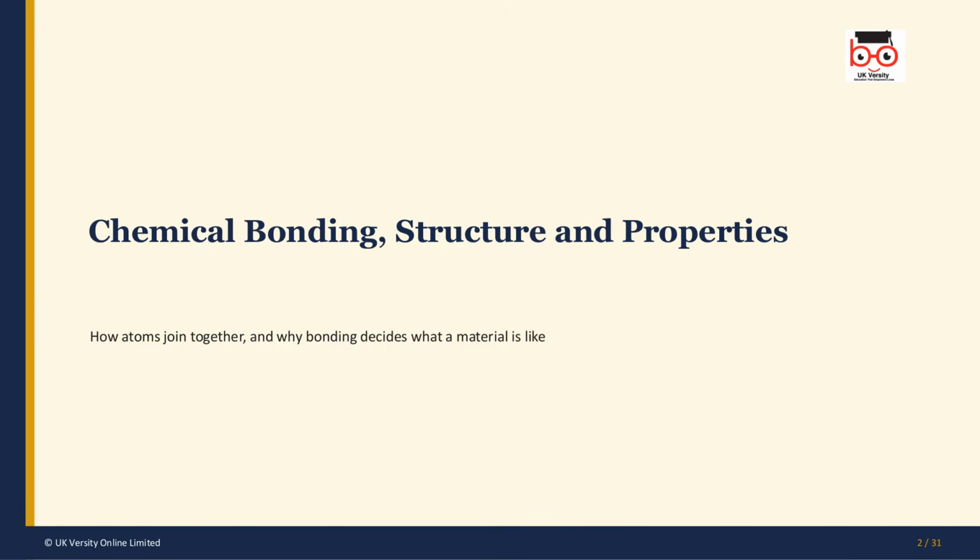In this outcome, we look at how atoms join together and why the type of bond they form decides what a material is actually like. Get the bonding right, and the properties, melting points, conductivity, hardness all start to make sense.